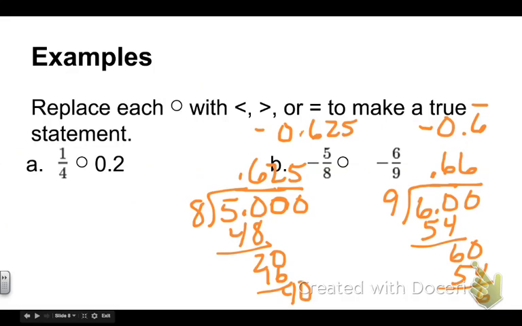You need to remember with the negatives, the larger digit is actually the smaller number. So in this case, 0.625 is the bigger number. This one is closer to 0.